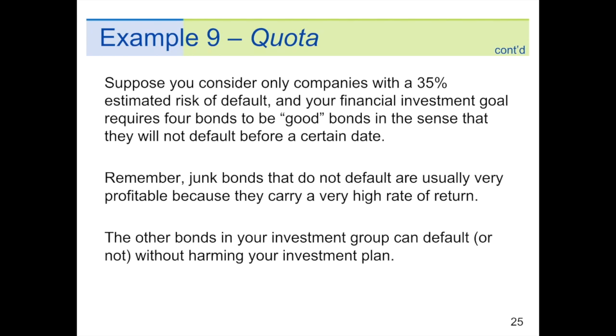Remember, junk bonds that do not default are usually very profitable because they carry a very high rate of return. The other bonds in your investment group can default, or not, without harming your investment plan. So what we're doing here is getting to a spot where you would be comfortable with the bonds you're getting, and even if the bonds do better than you hope, that's great, but there's a high chance, to whatever probability you set it to, that your bonds will not go below a certain point.